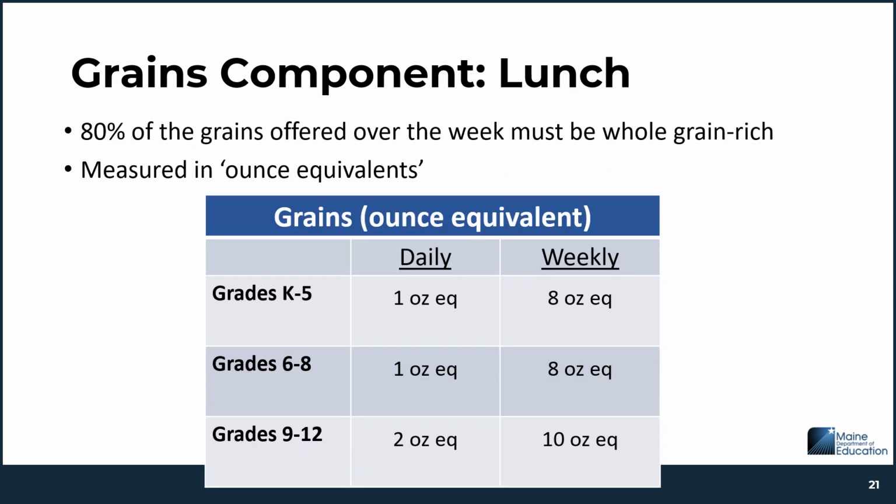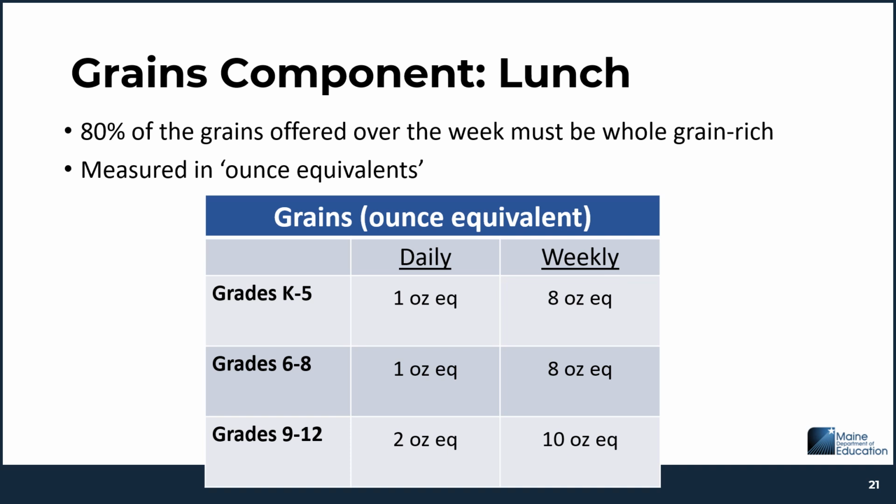Grains are required to be offered for the National School Lunch Program each day. There are both daily and weekly minimum requirements that must be available. For grades K through 8, at least a 1 ounce equivalent of grain must be offered each day. And for grades 9 through 12, at least 2 ounce equivalents of grains must be offered each day. For the weekly requirements, grades K through 8 must offer 8 ounce equivalents of grains over the course of the week. And for grades 9 through 12, at least 10 ounce equivalents of grain must be offered over the week.